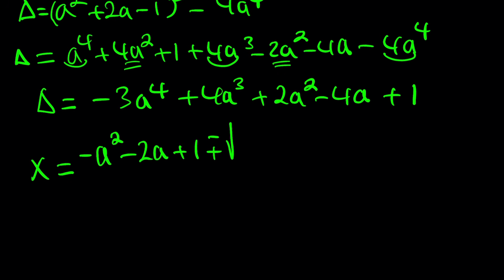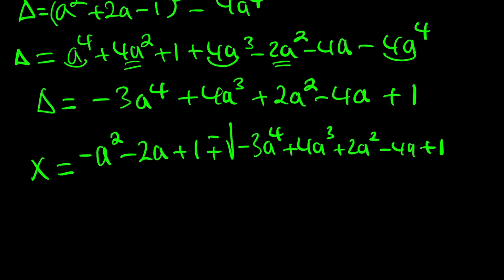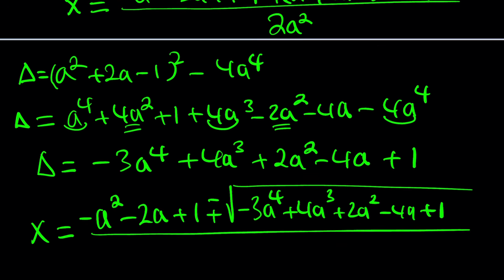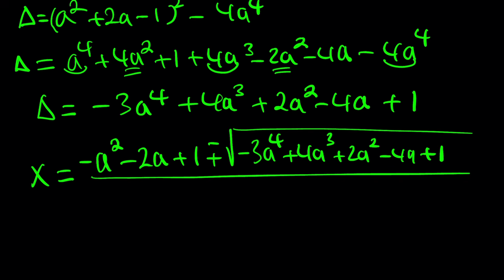Now, delta comes up again, but in a more simplified manner: 4a cubed plus 2a squared minus 4a plus 1. I don't think this is a perfect square, by the way, to be honest with you. So I could be wrong. And, of course, at the end, I have to divide by 2a squared. Great. So this is your x value.